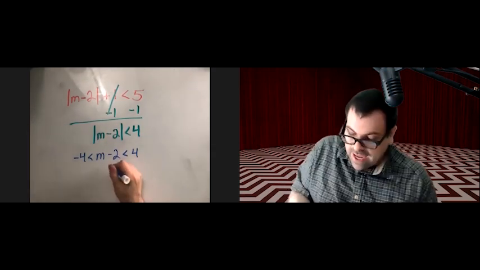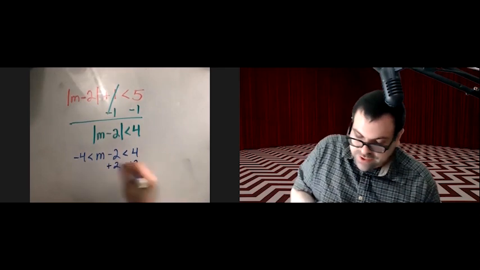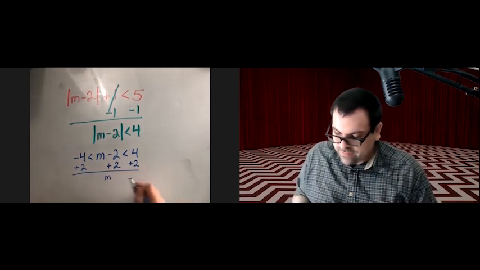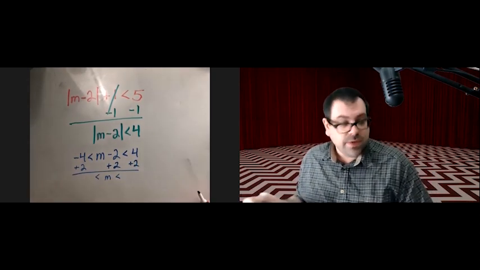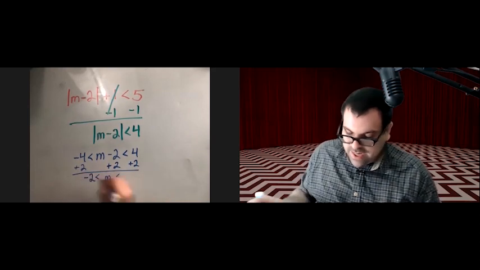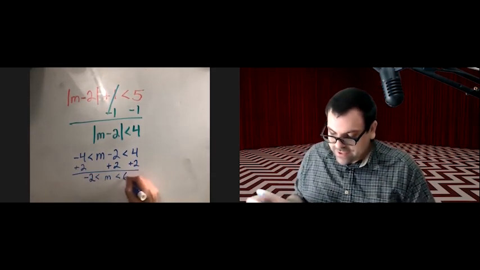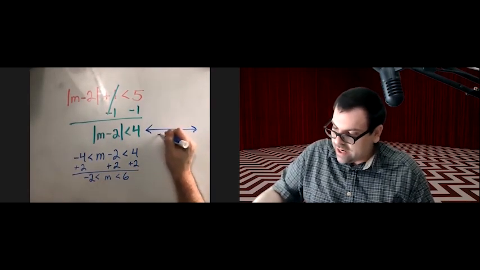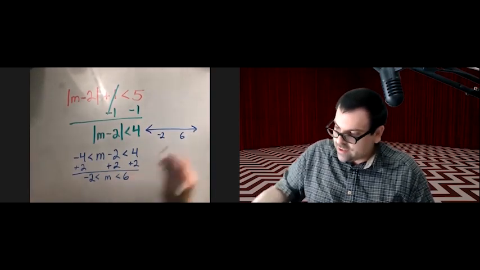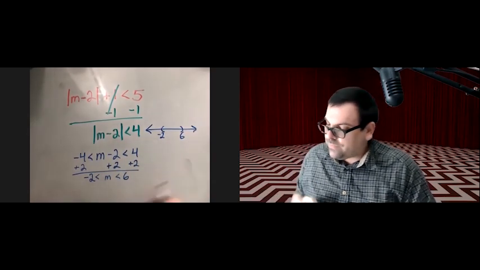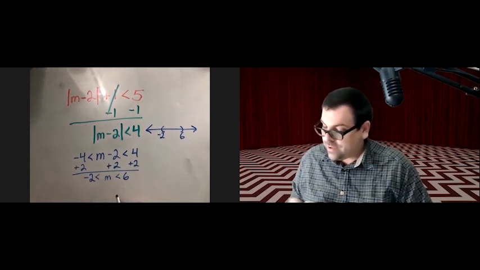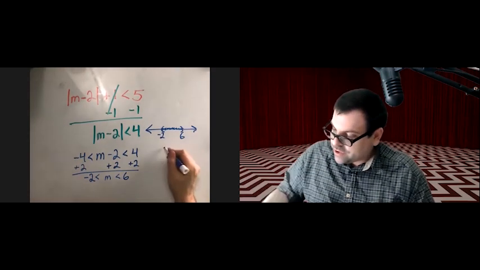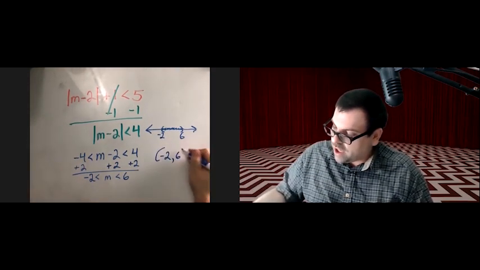And if we solve this, add 2 to all sides, we're left with m by itself in the center. -4 plus 2 is -2. 4 plus 2 is 6. On a number line, we would have a -2, a 6, no or equal to. So parentheses, and we shade everything inside. In interval notation, this would be -2 to +6.